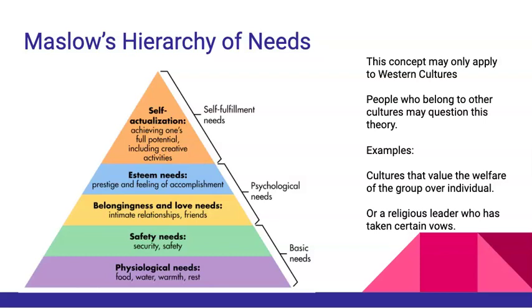Or there are religious leaders who take certain vows. So while they may not have friendships, maybe they've taken a vow of silence, that does not mean that they couldn't reach self-actualization. Because the way this theory stands is that if you don't have the things at the bottom of the pyramid, you can't reach the top. So it's really hard to make good friends and have strong relationships if a person is super worried about their sense of security or where they're going to get their next meal from. So these basic needs, in theory, need to be filled before one can move up the pyramid.